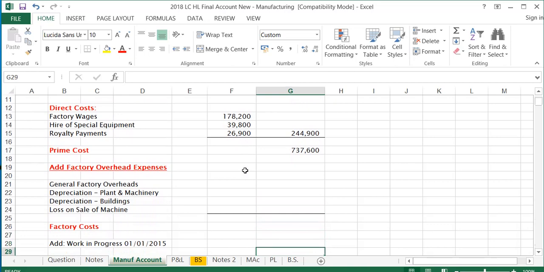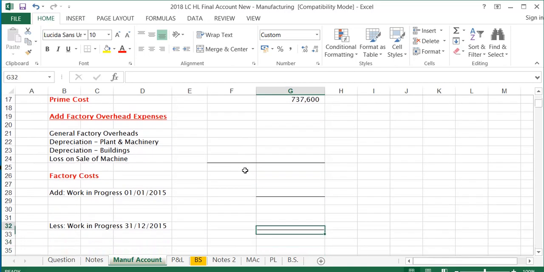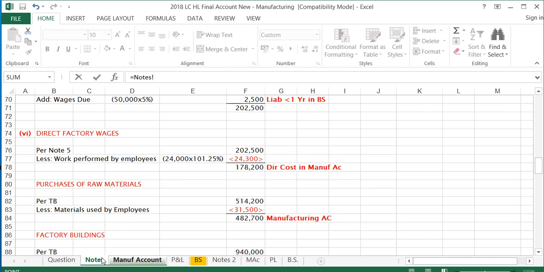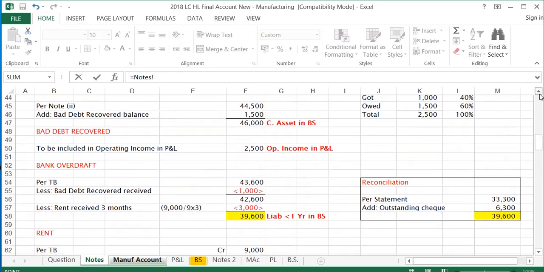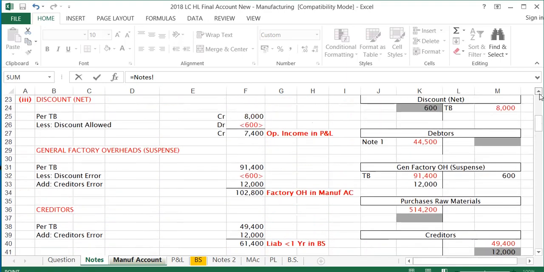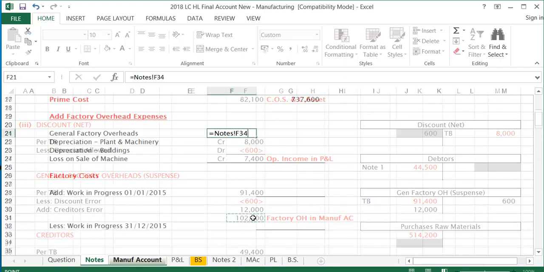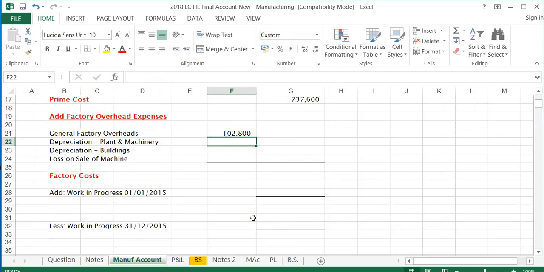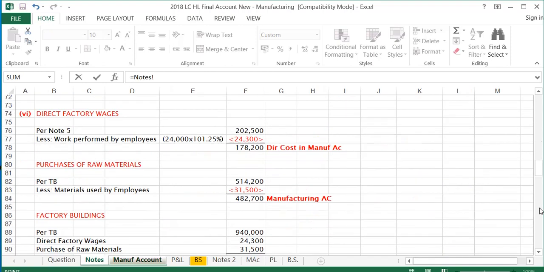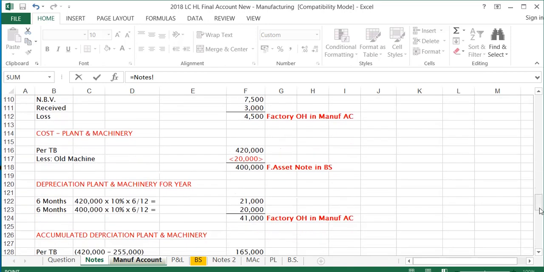I now have to add my factory overhead expenses. So the first one I'm going to have is general factory overheads. Now general factory overheads were in the suspense note. I think that's where suspense was included. So my general factory overheads are 102,800 coming from note 3, the suspense note. Depreciation of plant and machinery, I worked out in one of the last notes. Depreciation of plant and machinery for the year was 41,000.